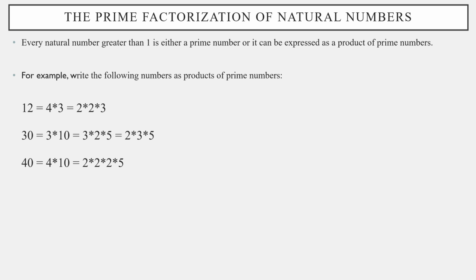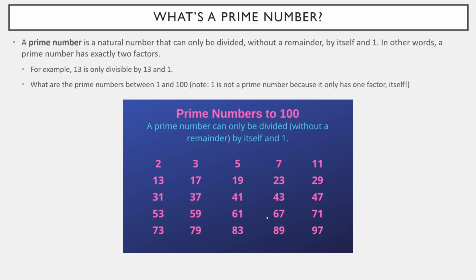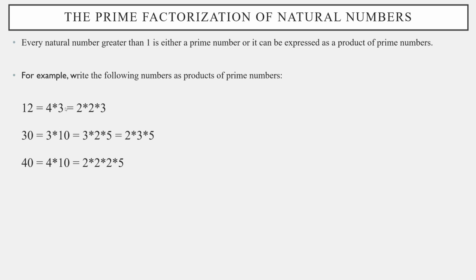It turns out that every natural number greater than 1 is either a prime number, or it can be expressed as the product of prime numbers, and a product is multiplication. For example, look at the numbers 12, 30, and 40. These are not prime numbers. What this is saying is you can write these numbers as products, multiplication, of prime numbers.